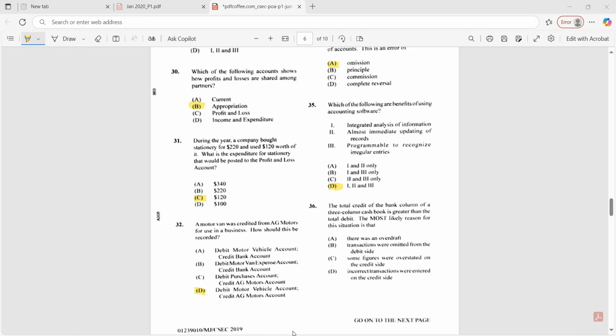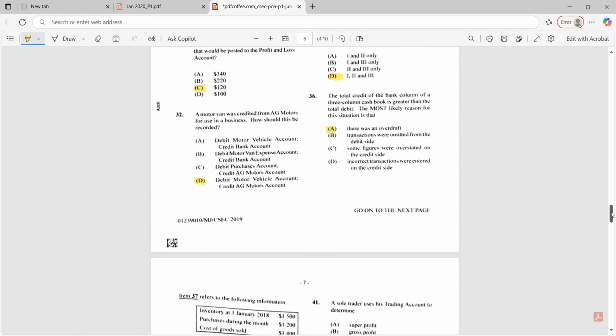Now, number 36. The total credit of the bank columns of a three-column cash book is greater than the total debit. The most likely reason for this situation is that A, there was an overdraft, B, transactions were omitted from the debit side, C, some figures are overstated on the credit side, or D, incorrect transactions were entered on the credit side? The answer is A. There is an overdraft. That is the only way that the credit side is going to be greater than the debit side.